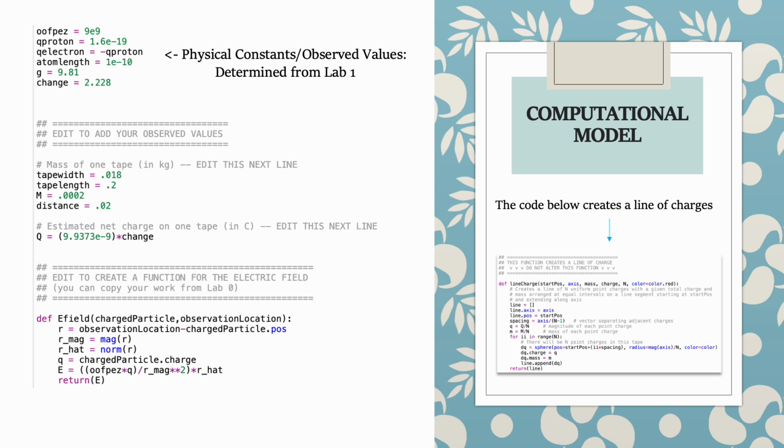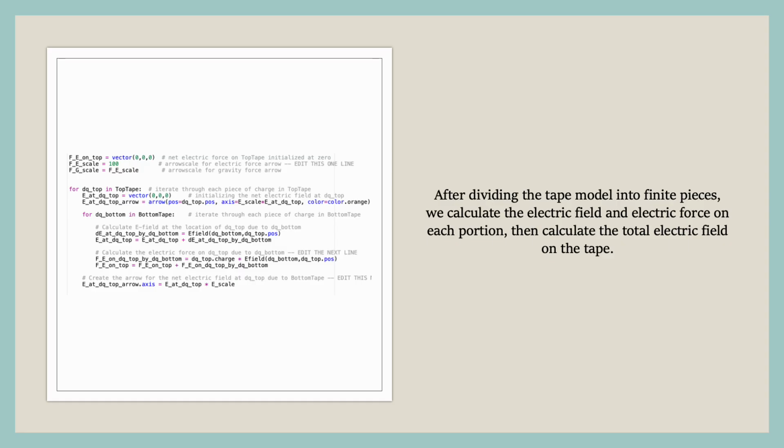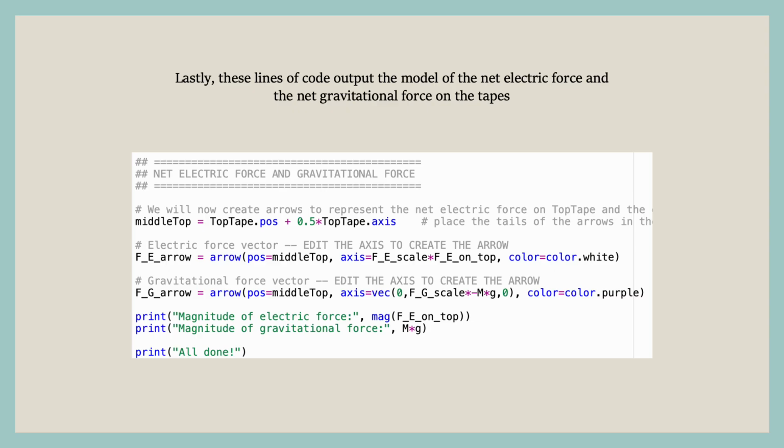The code below creates a line of charges for our computational model. Next, we have a nested for loop, which divides the tape model into finite pieces, and then it calculates the electric field and electric force on each portion. It then calculates the total electric field on the tape, which creates a new arrow for our new model. After that, the last lines of code output the model of the net electric force and the net gravitational force on the tapes, which, when we calculate it, should be the same.